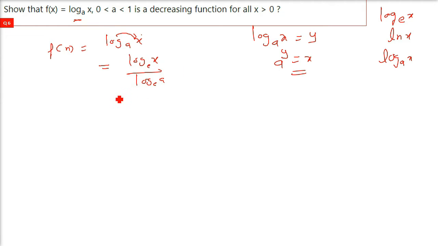Now the differentiation of this will be what? See, log a is already in the denominator and is a constant, so we just have to differentiate log x. The derivative of log x will be 1 by x, and that is the definition of this differentiation also. It will be 1 by x log a, where the base is e.